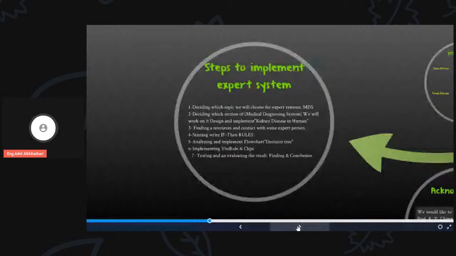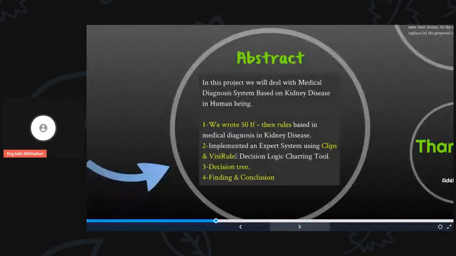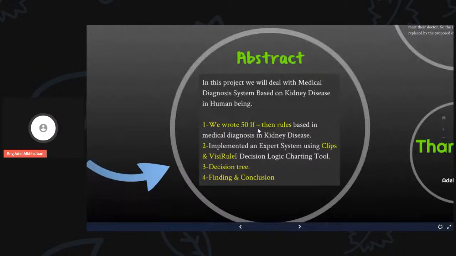The abstract: in this project, we deal with a medical diagnosis system based on kidney disease in human beings. We wrote 50 if-then rules based on medical diagnosis in kidney disease. I will show you that in the next slide for the flowchart and for the coding.